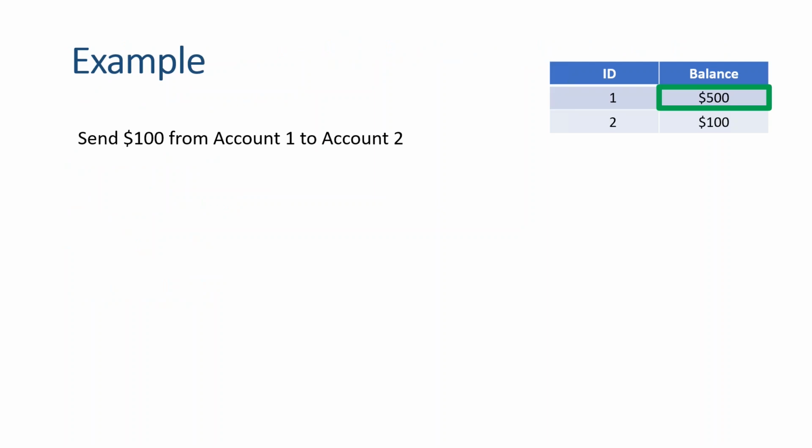Let's see a very simple example ensuring the ACID properties of transactions. For example, we want to take a simple bank transaction here. I have a balance of $500 in my account, which is of ID 1, and I would like to send $100 to my friend's account, which is of ID 2.